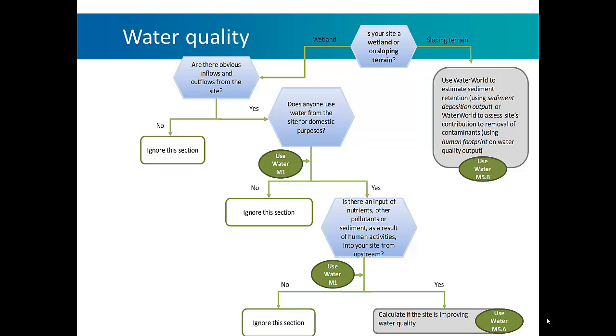Water quality is another of the water-related services that is assessed, and the toolkit splits sites into essentially wetlands or sloping terrains in order to give you some methods to do this. In wetlands, it's quite tricky to do on-the-ground rapid assessment of water quality. We do have some methods in the toolkit, but not all wetlands will be applicable because it needs to be a fairly simple system in order to apply the methods that we have in TESSA.